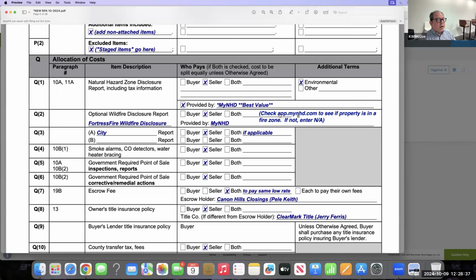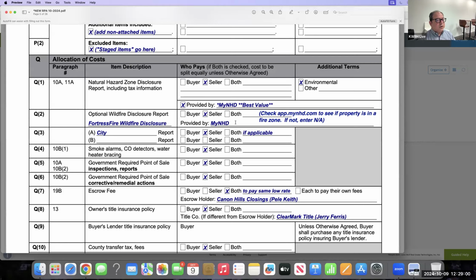All right. Now, is the property in a fire zone? If you go to this website on your phone, app.mynhd.com, you can quickly check if the property is in a fire zone or a flood zone. If it's in a fire zone, then you're going to hit the drop-down box here and you're going to select Fortress Wildfire Exposure.